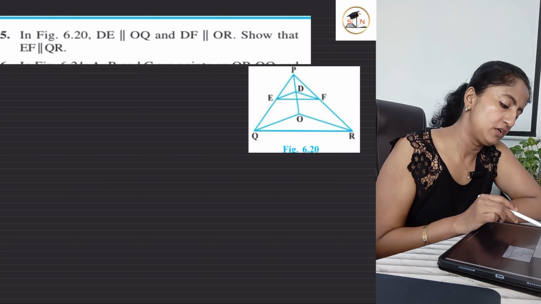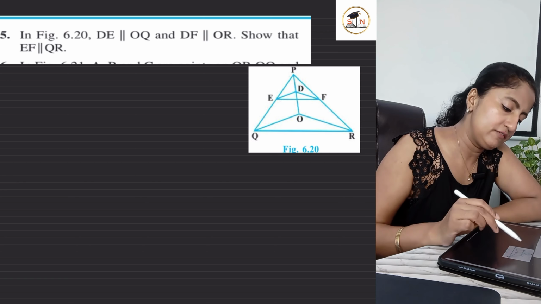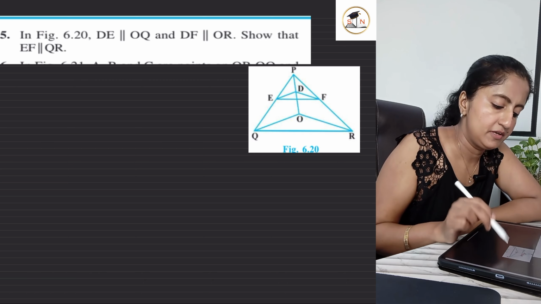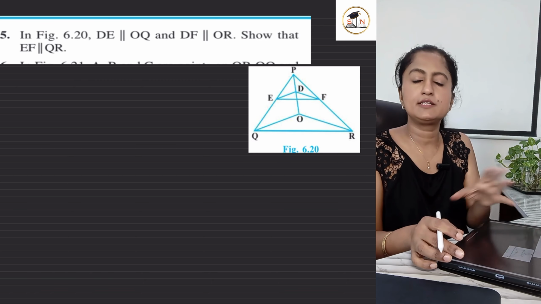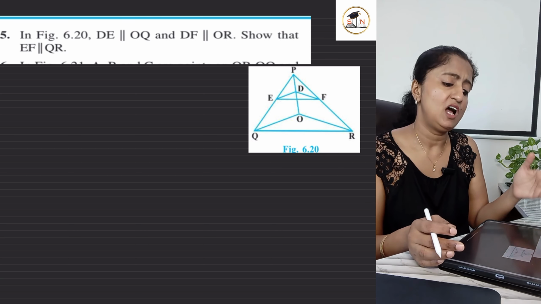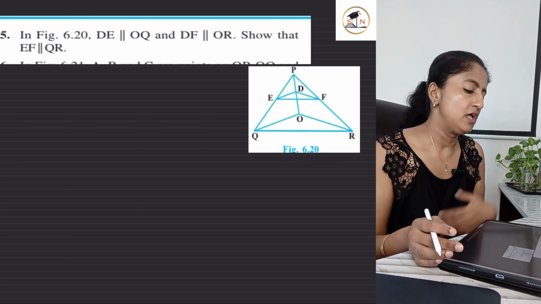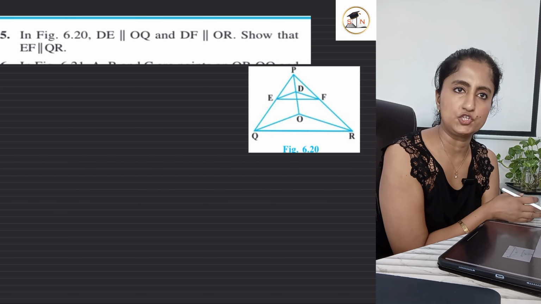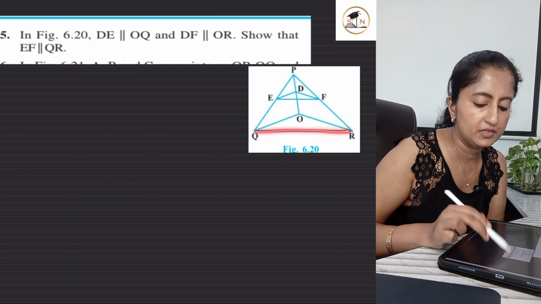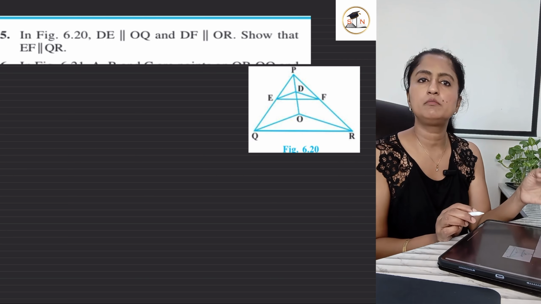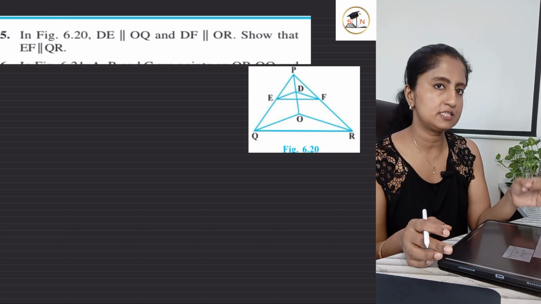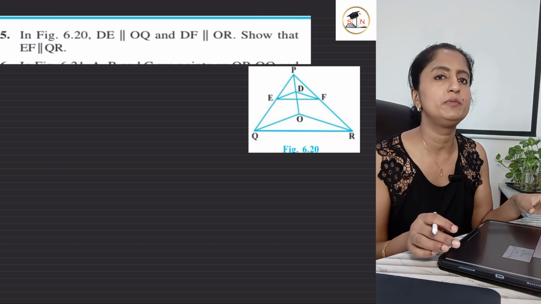Okay. Now, the figure 6.20, we are given that DE is parallel to OQ and then DF parallel to OR. Though the figure is entirely different than the previous question, but conceptually it is same. Why? Again, we are given two pair of parallel lines. In the previous question, we were supposed to prove a ratio, right? Over here, we are supposed to prove that EF is parallel to QR. Okay. Which theorem helps us to prove lines being parallel? That is converse, right? Which means in this particular question, converse of BPT is going to be used.